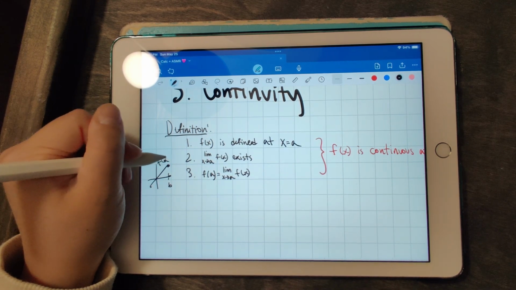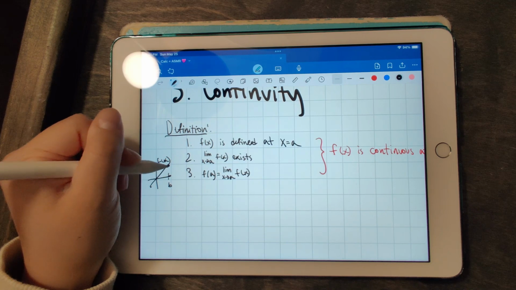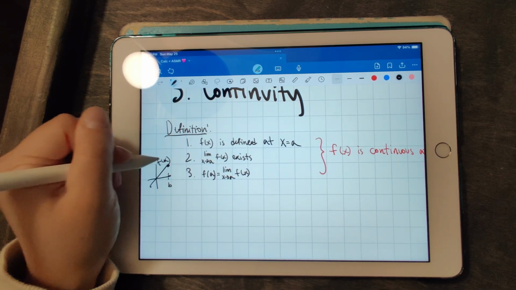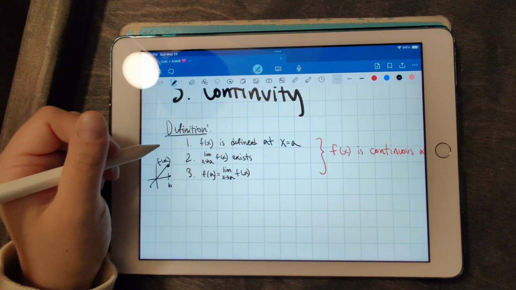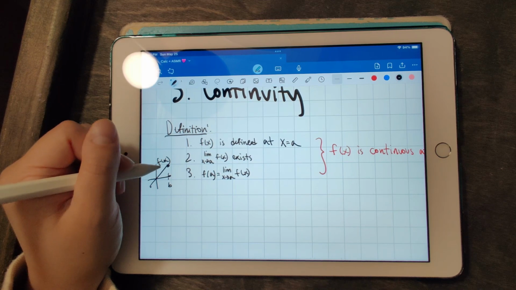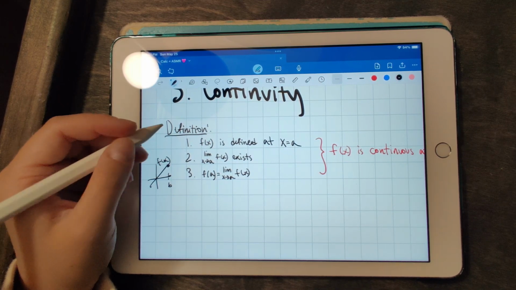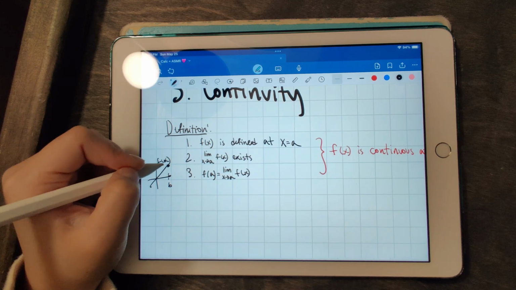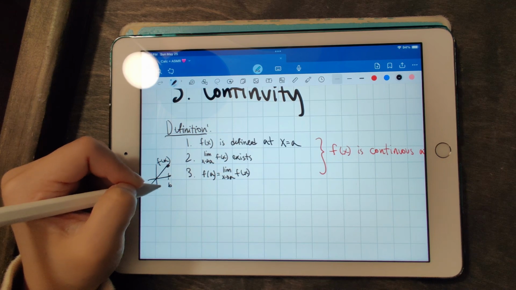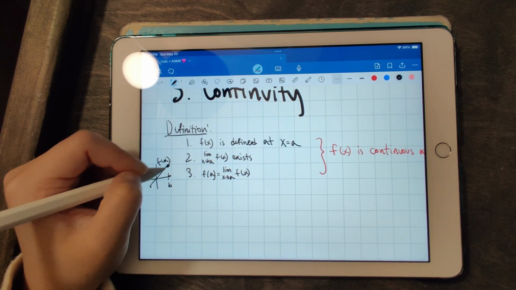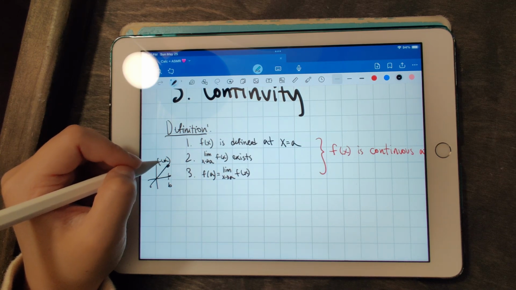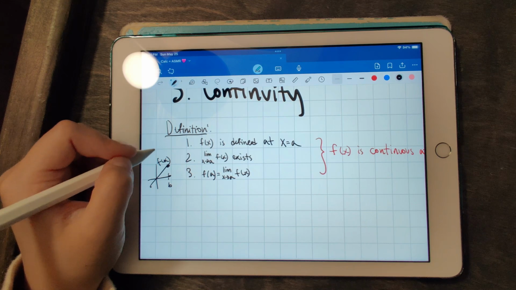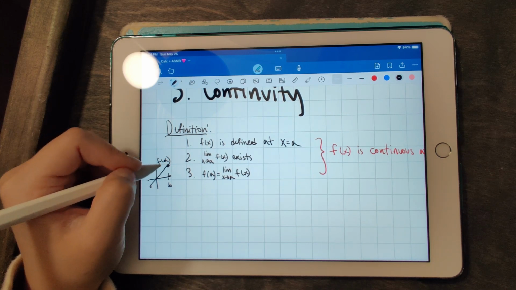This is a function f of x. f of x would be continuous at point b if, first of all, f of b exists. Based on this graph, we can tell it does exist. And also the limit as x approaches b of f of x is equal to the value of f of b. And the limit as x approaches b from the left is equal to f of b. So if that condition is met, then the function is continuous at x equals b.